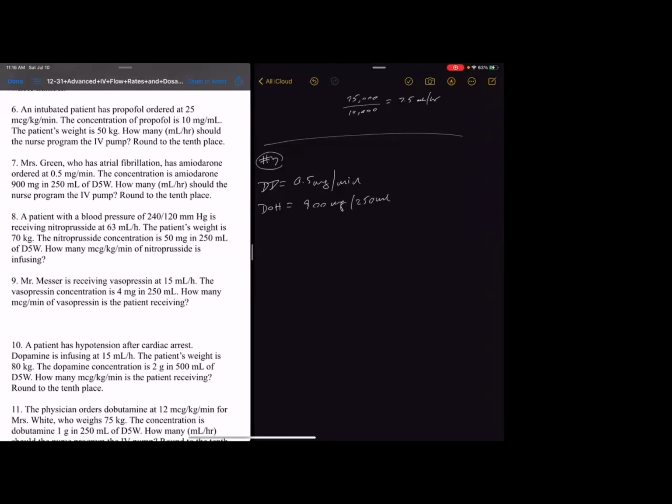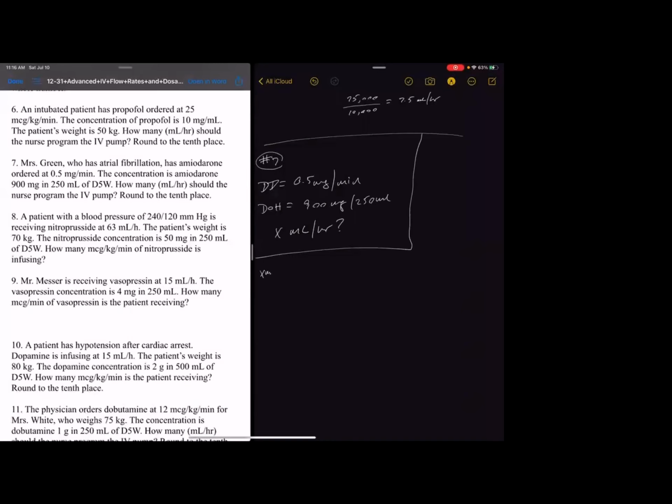And then it says, how many mLs per hour should the nurse program the IV pump? So when it says how many mLs, that is our question. X, we want to know how many mLs, X mL per hour. And we're rounding to the nearest 10th. So this is our box. This is everything that we need to know to do our problem. We're going to do dimensional analysis, right?